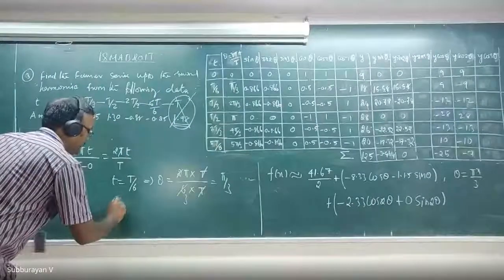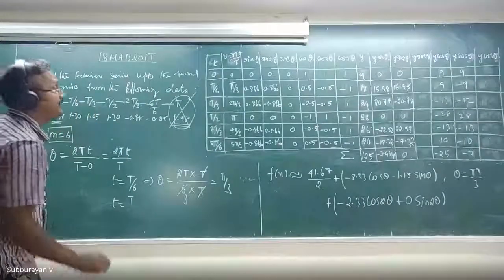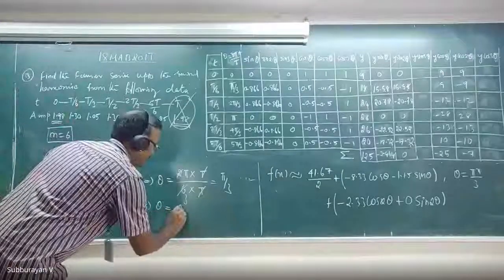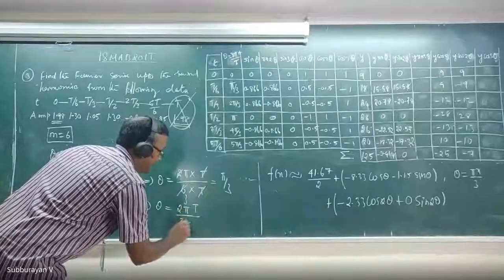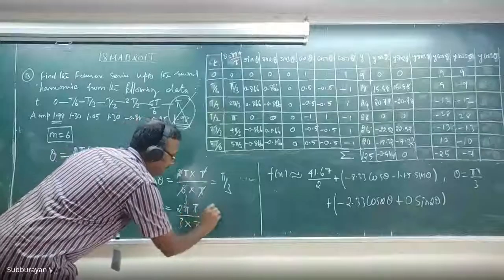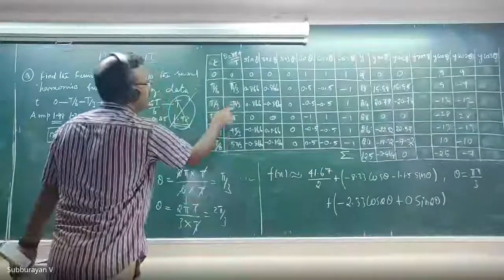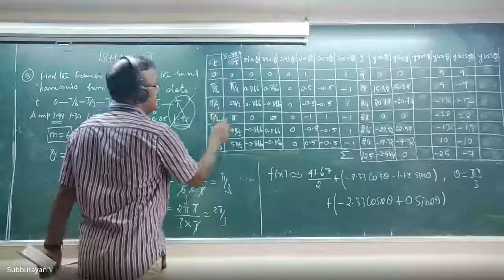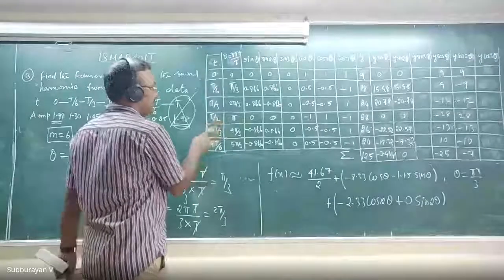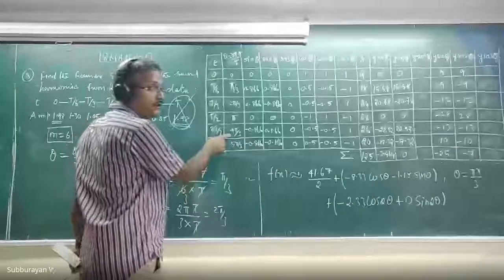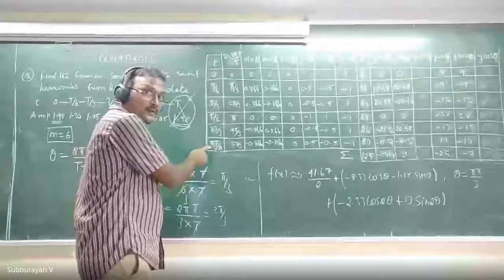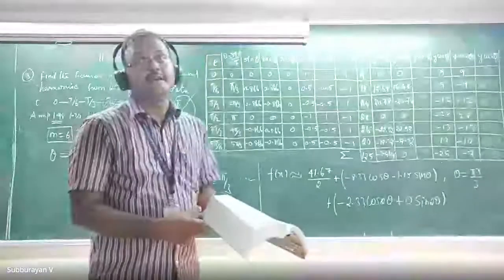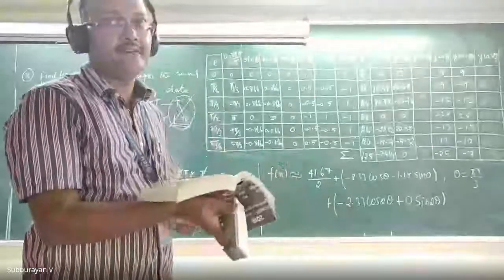Similarly, if t equal to T by 3, theta is 2 pi T divided by 3 into capital T. T gets cancelled, then 2 pi by 3. Similarly, if small t equals capital T by 2, then this will be pi. If small t equals 2T by 3, then this will be 4 pi by 3. If small t equals 5T by 6, then theta will be 5 pi by 3.